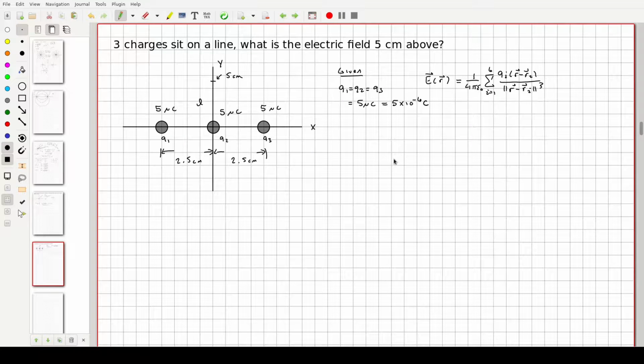Okay? Now let's talk about their distances, because if I look at this equation, I'm going to need to know how far away these things are from the origin of my coordinate system, which is right here. So if I call this one again 1, then R1, which is the location of Q1 relative to the center, is, and just to make my life easy, I'm going to call these distances D. This is D in length. This is D in length. It's 2.5 centimeters. R1 is going to be minus D x hat.